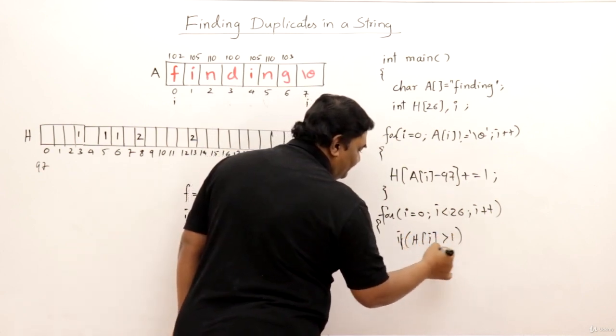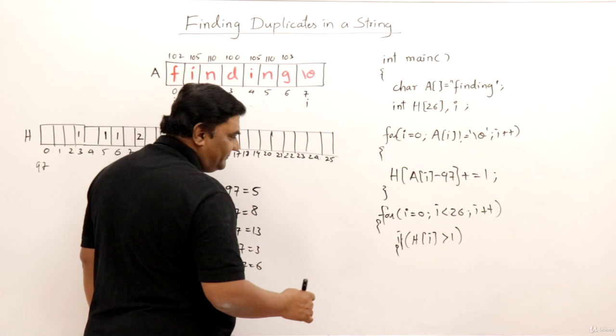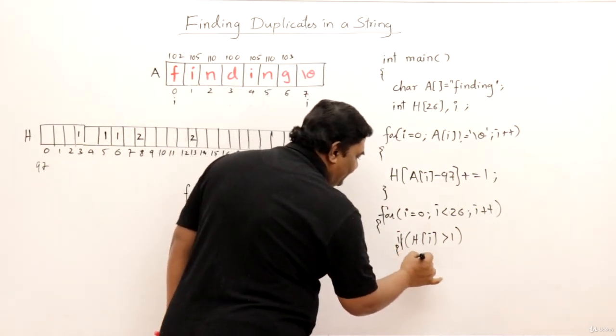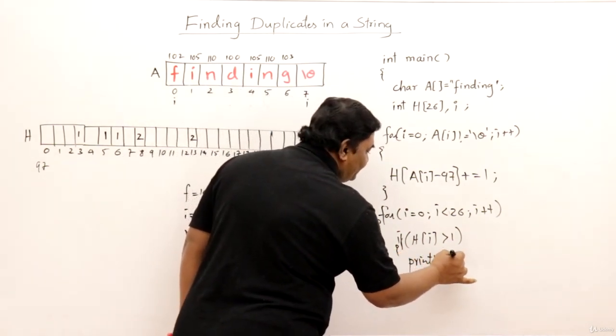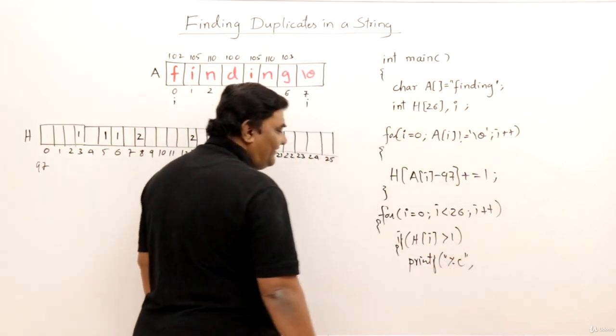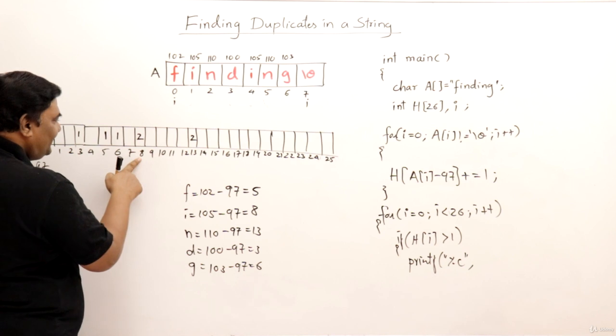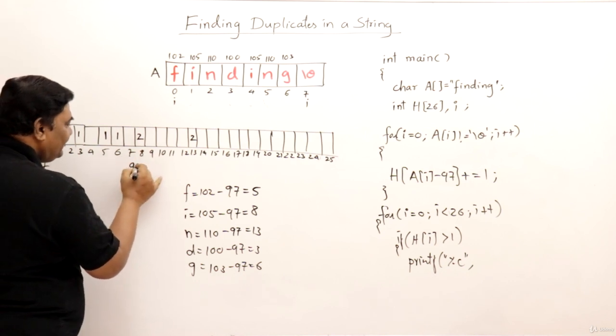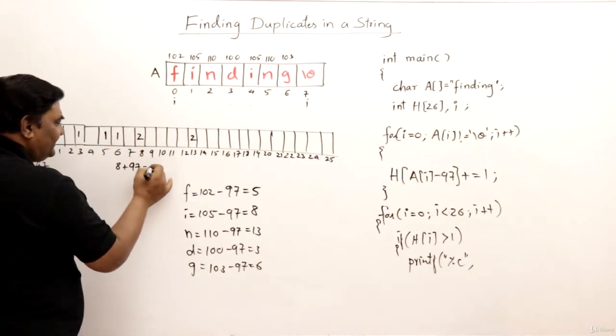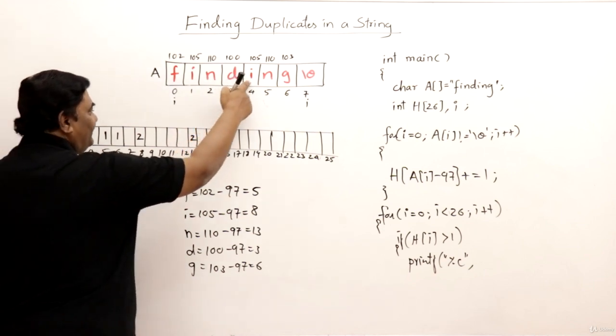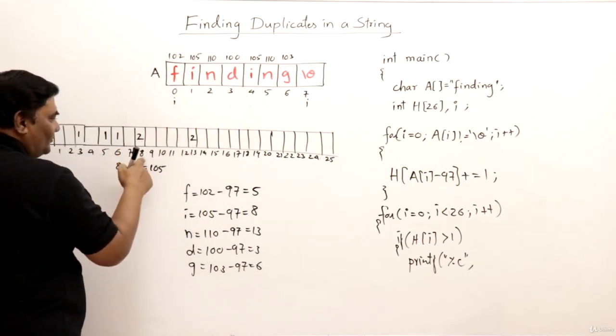Then what I have to do is, if at any place H of I is greater than 1, it means there are more than one occurrences of an alphabet. So which alphabet? I will print it, printf percent C. I have to print the alphabet. Suppose here it is more than 1, 8. So add 97. 8 plus 97 is 105, and 105 is I. So this I is repeating more than one time.